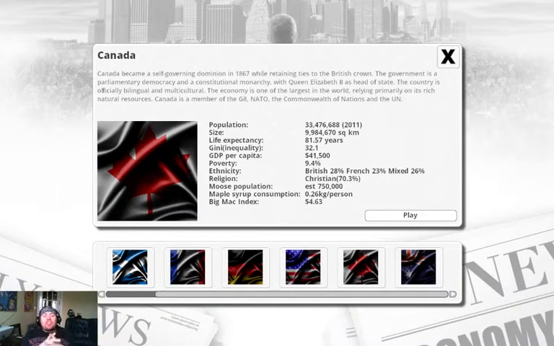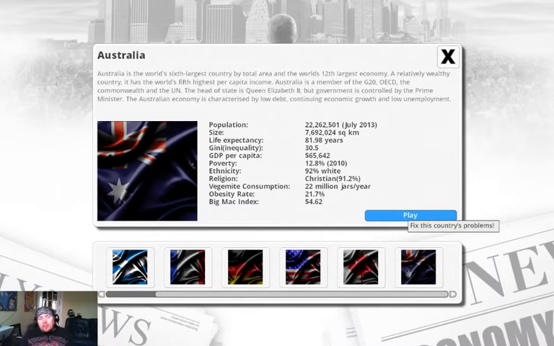So, population 33 million as of 2011, size 9,984,000 square kilometres, life expectancy 81.57 years, and the GDP per capita 41,500. Poverty rate's only 9.4%. The ethnicity, interestingly, British 28%, French 23%, mixed 26%. Largest religion is Christianity, 70.3%. An estimated moose population of 750,000. The maple syrup consumption, 0.26 kilograms per person. And the Big Mac Index, $4.63.